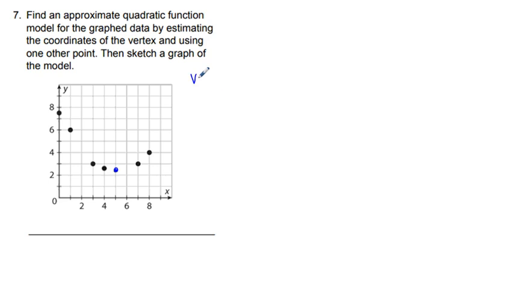So vertex, I'll put 5, 2.5. Now, if you happen to use 5, 2, and everything is consistent in what you did, I'm going to give you credit because you could almost justify 5, 2 right here. But whatever you do, I'll check it out, see if it's right. And then use one other point. I think I'm going to come up here and use this point 1, 6. So other point, 1, 6.